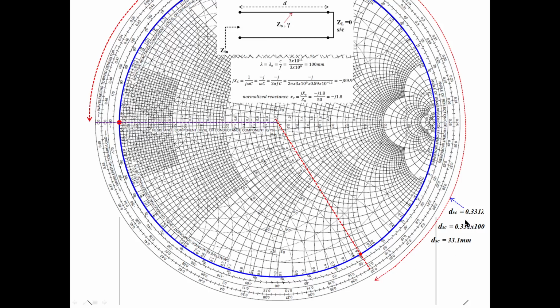Okay, lambda. So what is the distance from here up to here? Because we have to count the length from here only, moving in the clockwise direction only. We should move in the clockwise direction. This value is 0.331 lambda. So multiply that by the wavelength value. The wavelength is 100 mm. You multiply, and we will get 33.1 mm.